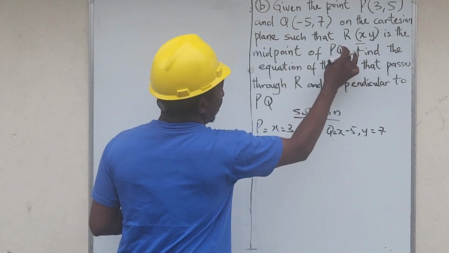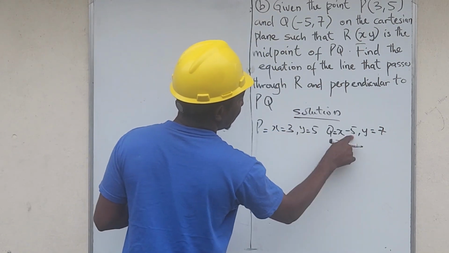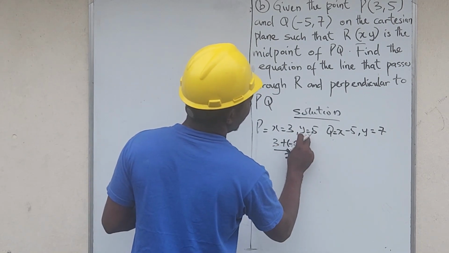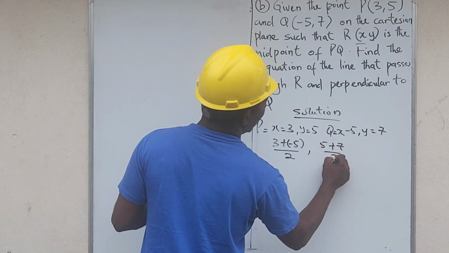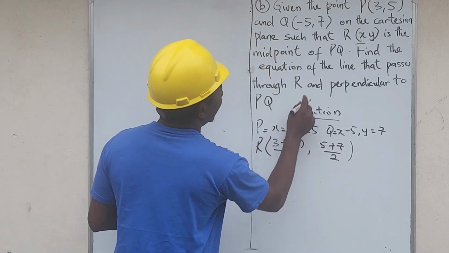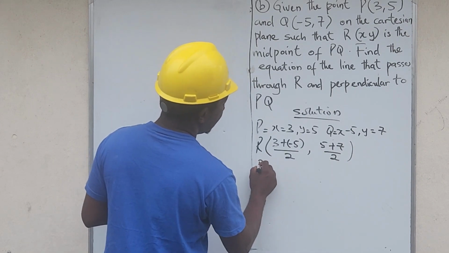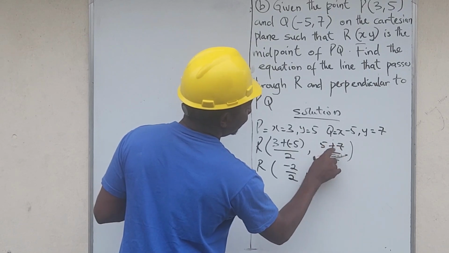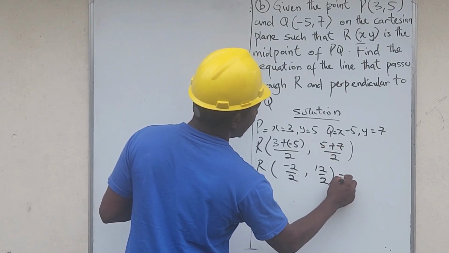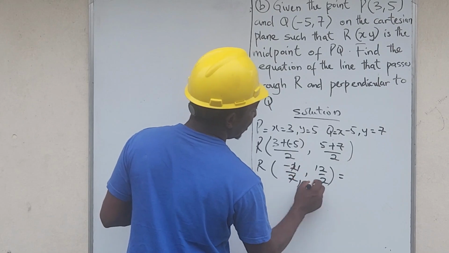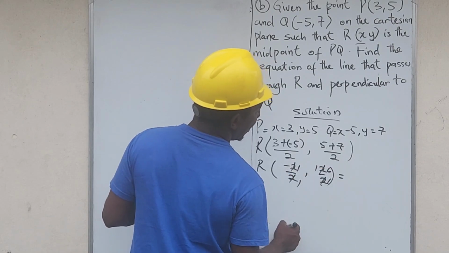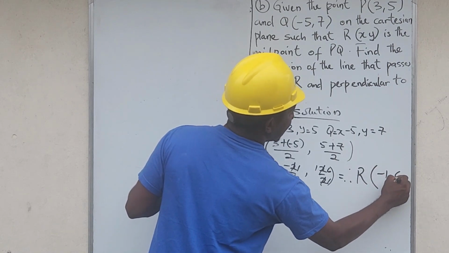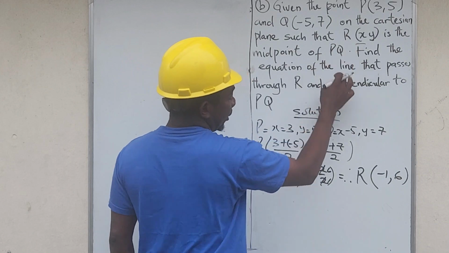Now, to find the midpoint, we add the x values and divide by 2. So we have 3 plus -5 all over 2, and for y, we have 5 plus 7 all over 2. So this is the midpoint R for x and y. Here, 3 plus -5 is -2 all over 2, and 5 plus 7 is 12 all over 2. So the 2s cancel, and therefore R, which is the midpoint, equals (-1, 6).